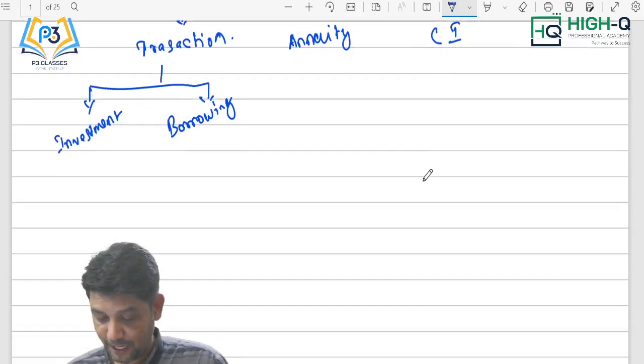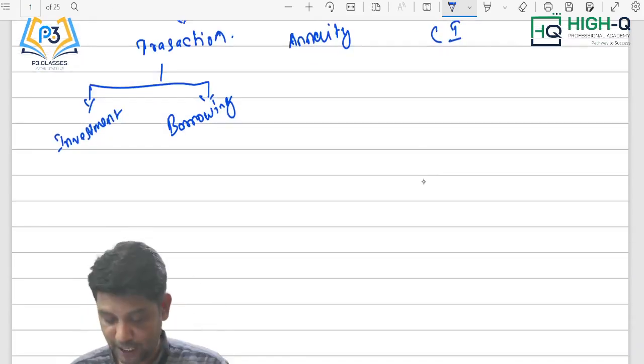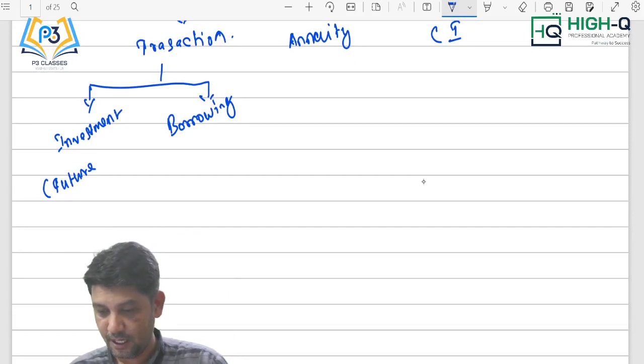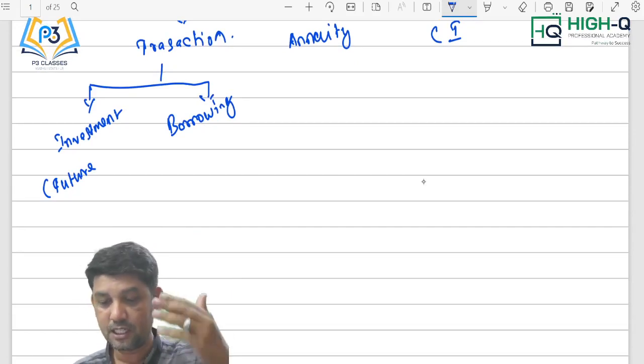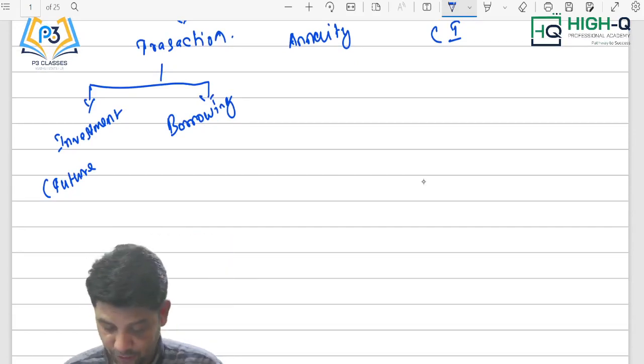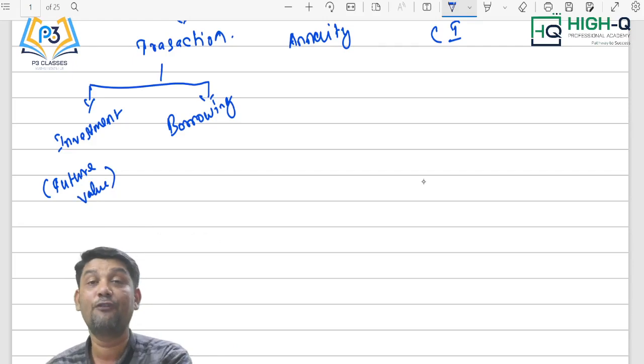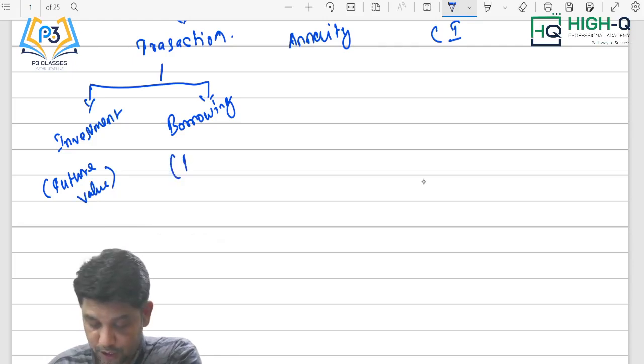So by this, what you come to know: when the problem is based on investment, immediately you will say, this is for my future requirement. So, future value. When the question is based on investment, I am going to find the future value. When the question is based on borrowing, I am going to find the present value.